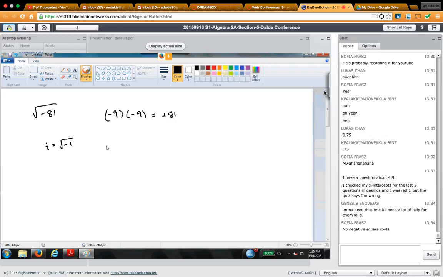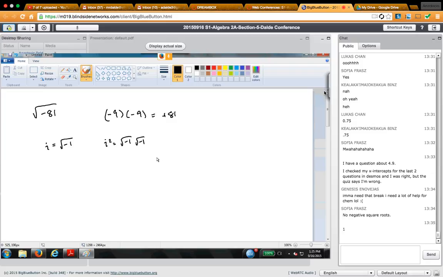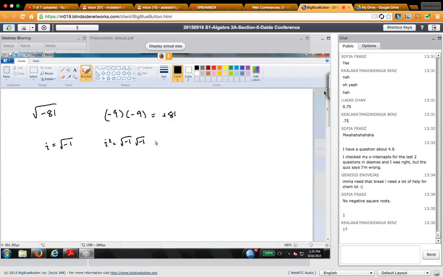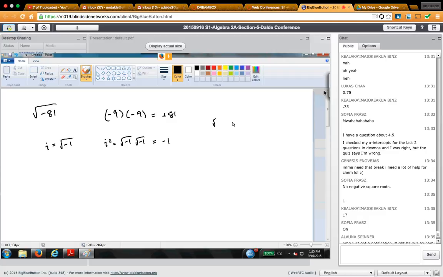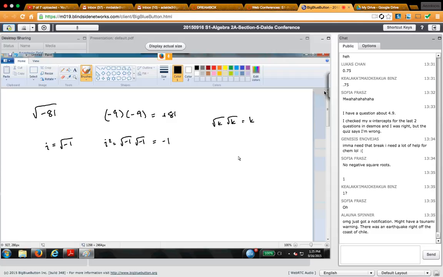Now, the square root of negative 1 is equal to i. What is i squared? That would be the square root of negative 1 times the square root of negative 1, right? What is the square root of negative 1 times itself? That's just negative 1. If you have the square root of anything, k, times the square root of k, it's equal to whatever's inside that square root. So the square root of negative 1 squared is negative 1 itself. Does that make sense?